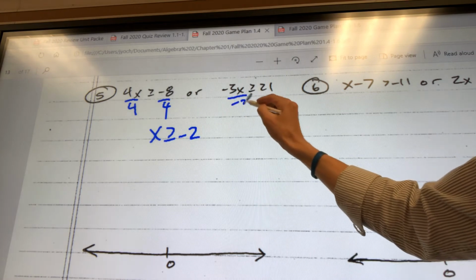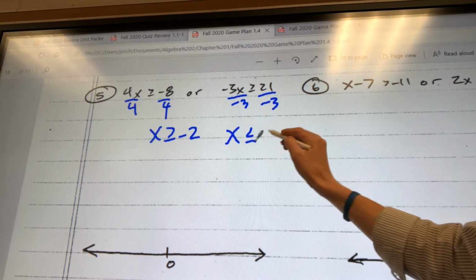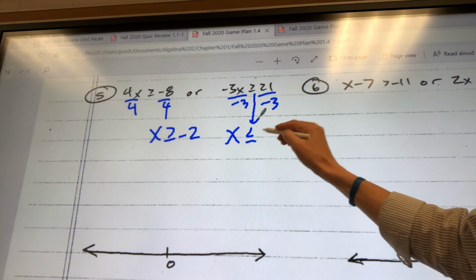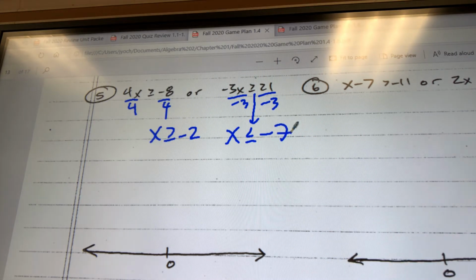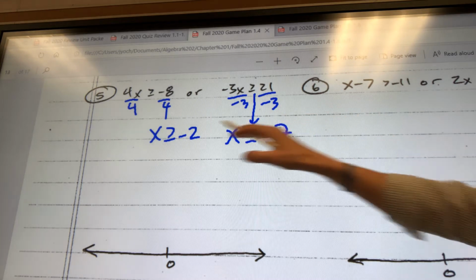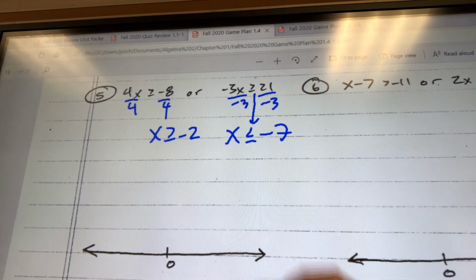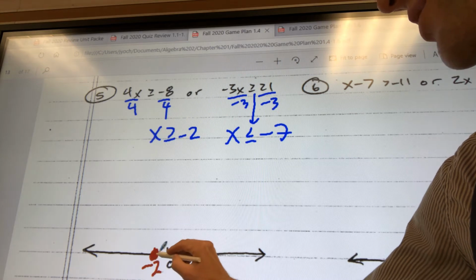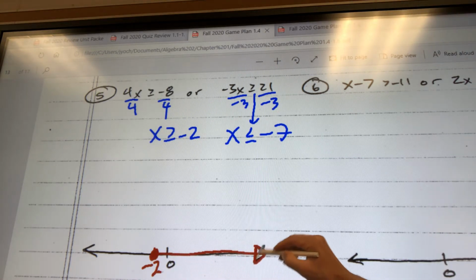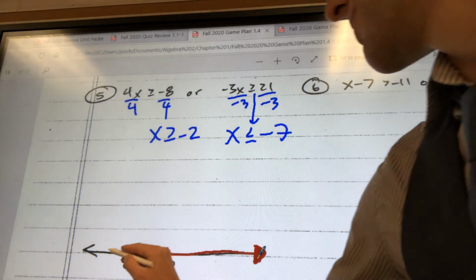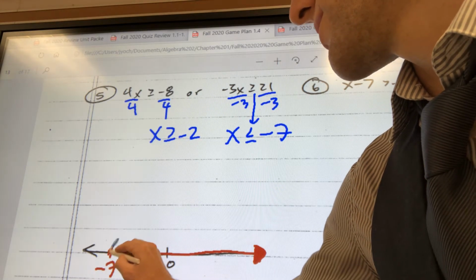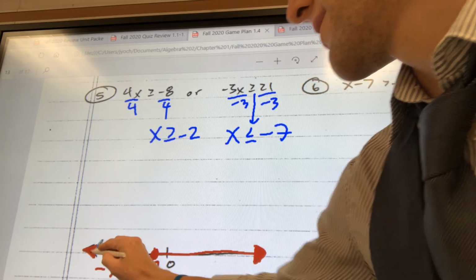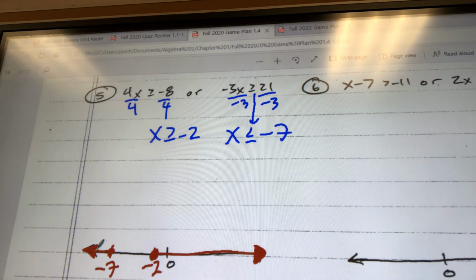Or divide by negative 3. X is less than or equal, because we divided by a negative, flip the sign. X is less than or equal to negative 7. All right, the reason it's or, you can't think of a number that is greater than or equal to negative 2, but also less than or equal to negative 7, and we'll see when we graph it. So here's negative 2, greater than or equal to, close that circle, shade to the right. Less than or equal to, close the circle, shade to the left. All right, so that's how we graph it.